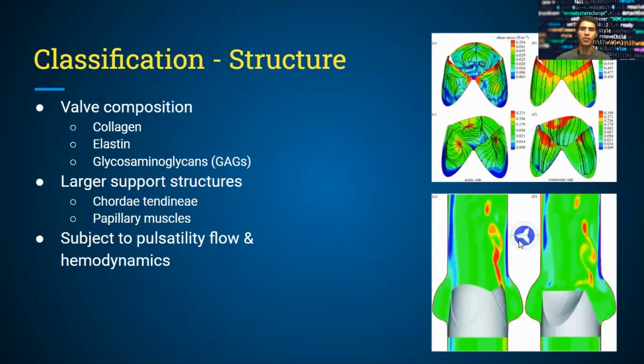When you look at these valves in particular, they're made of specific components which give them their biomechanical properties, particularly collagen, elastin, and glycosaminoglycans, also known as GAGs. With all that together, you're able to achieve specific biomechanical properties, as shown in the images on the right with shear stresses. You can compute that, which is probably what we'll do with ANSYS, so I will be teaching you how to do that. And then obviously it's subject to pulsatility and hemodynamics, so it has to interact with blood. It's a tissue that directly interfaces with the blood.